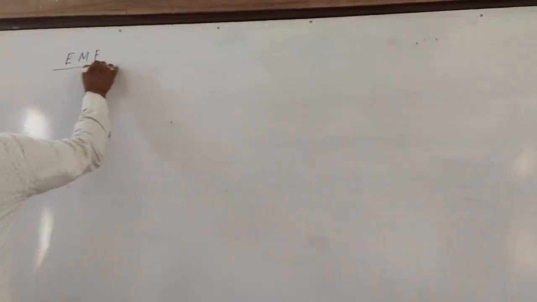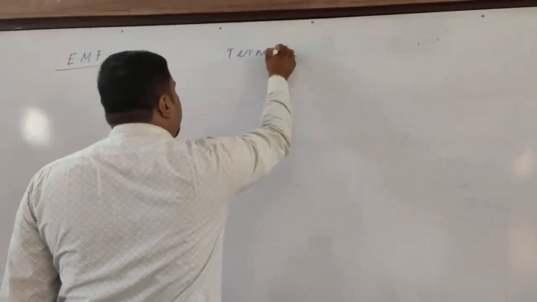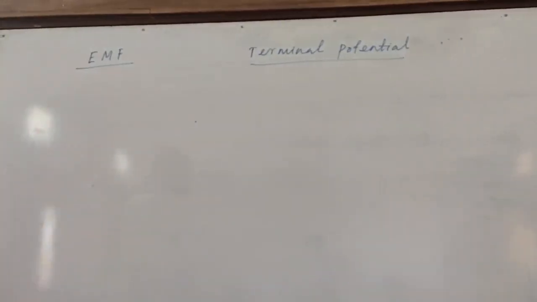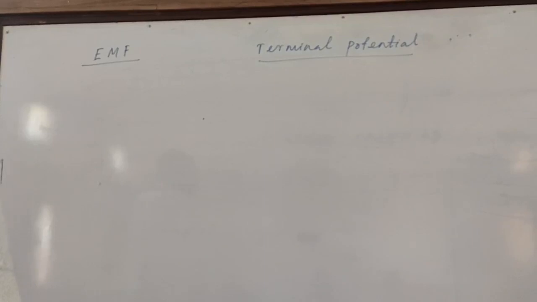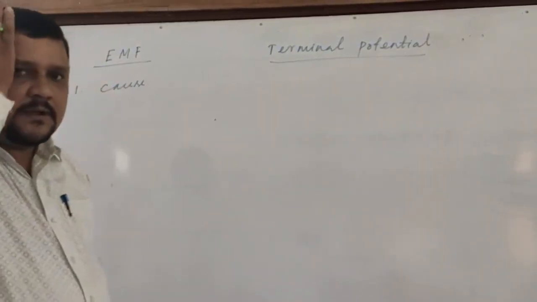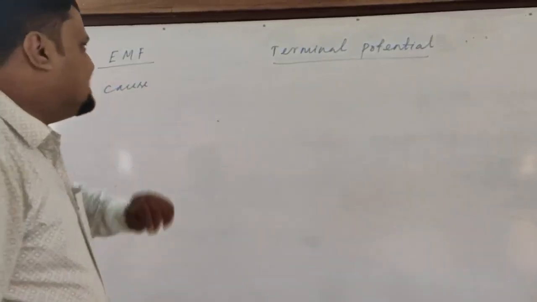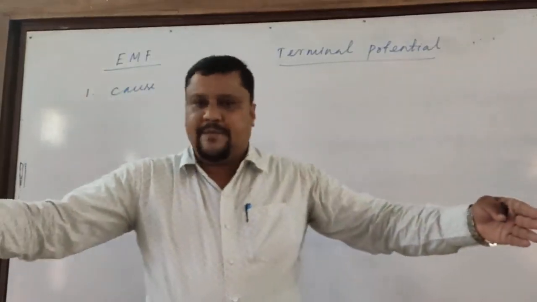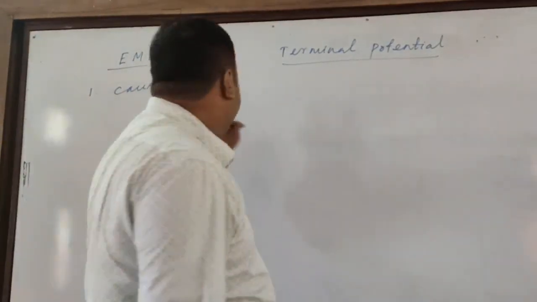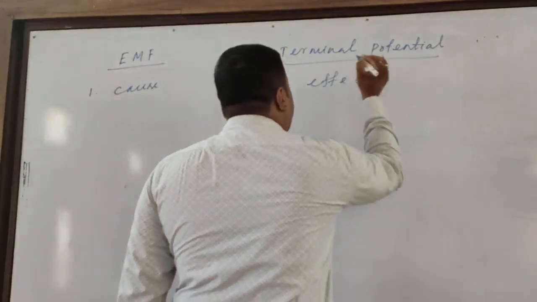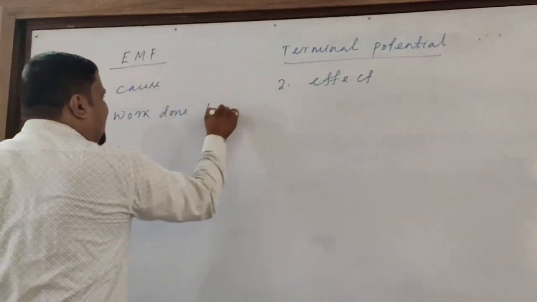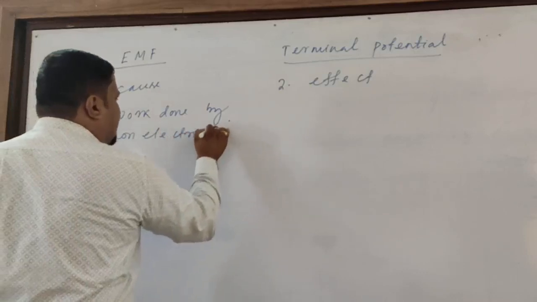Now, let me write the differences between the electromotive force, EMF, and the terminal potential difference. First, EMF is a cause. It is the cause of the flow of charge. Already you know that when you apply a potential difference across a conductor, at two ends, it allows the charge to flow in the circuit from one end to the other end. So if EMF is the cause, then the potential difference is the effect. And EMF comes because of the work done by the non-electrostatic field.